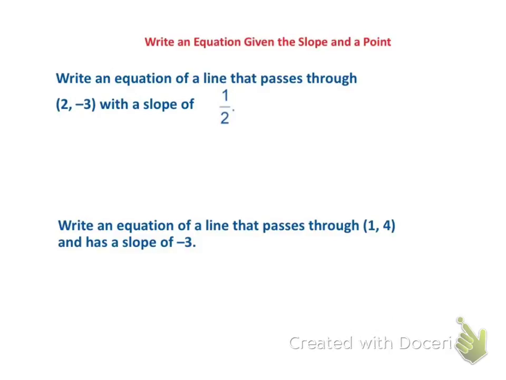What we're going to do today is we're going to write an equation given the slope and a point. Okay? And we're going to write that equation in y equals mx plus b. Alright, so let's go ahead and get started. You know we're using y equals mx plus b. It says write an equation of a line that passes through the point (2, -3) with a slope of 1/2. So obviously we can write 1/2 in instead of m.